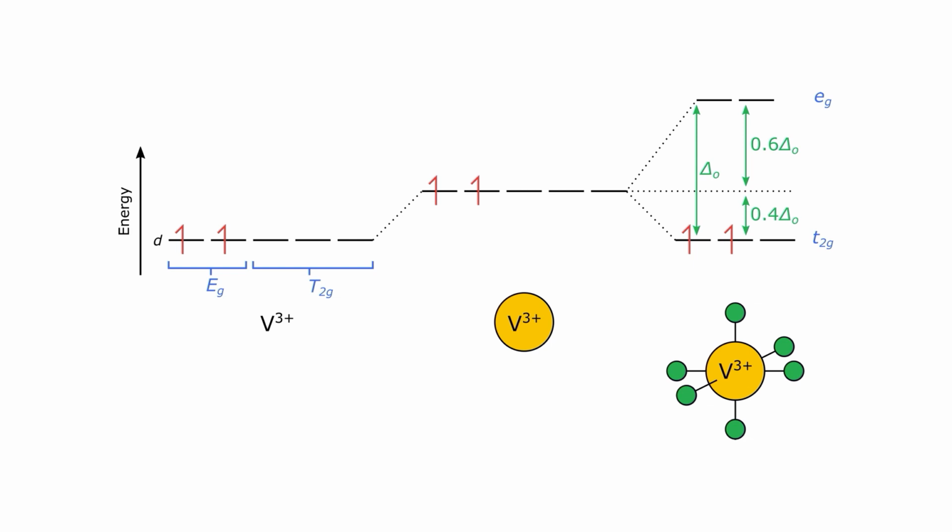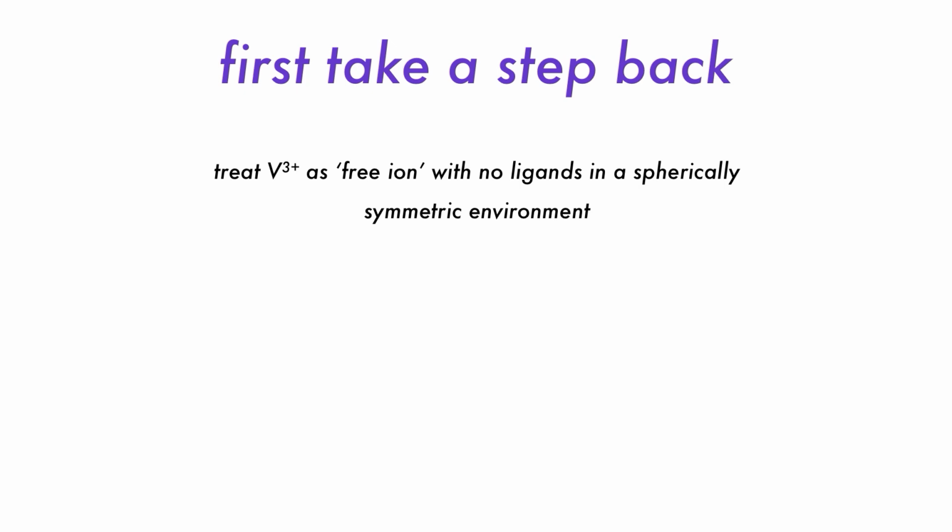Crystal field theory treats the ligands as simple point charges, but of course this is an oversimplification, and this major oversimplification is happening here, where we are treating all of the d orbitals as being equal in energy, which of course they are not. But before that, let's take a step back. We will treat the vanadium 3+, the d2 free ion, and assume that it is a sphere.